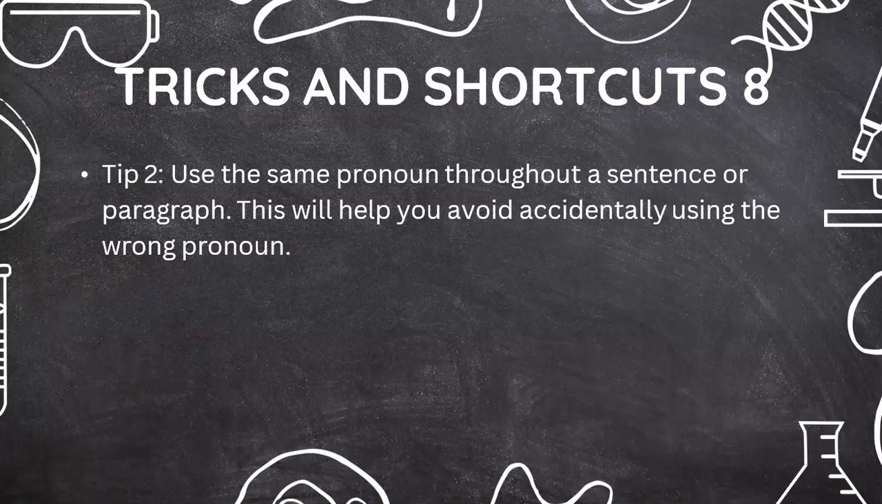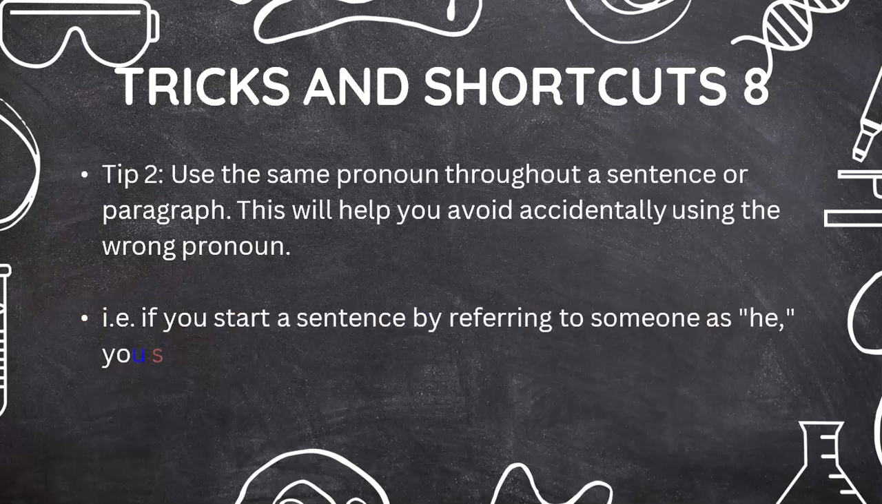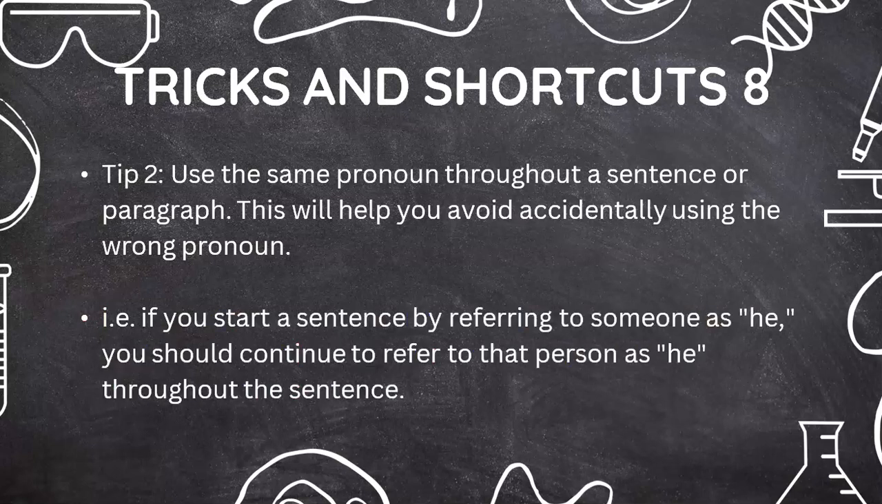Now, tip number 2. Use the same pronoun throughout a sentence or paragraph because this will help you avoid accidentally using the wrong pronoun. This means that if you start a sentence by referring to someone as he, you should continue to refer to that person as he throughout the sentence. Again, it seems a very petty issue, but students often make these mistakes. Correct?